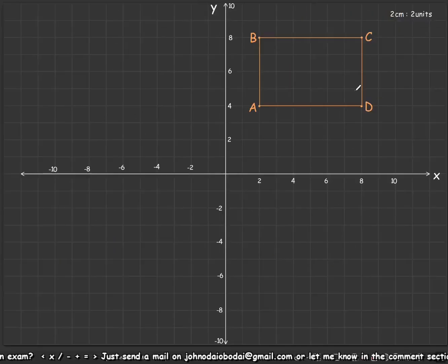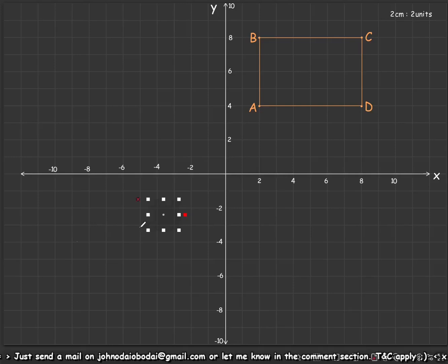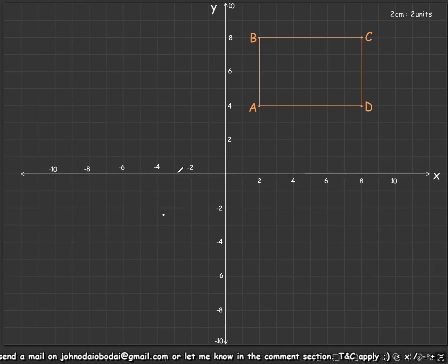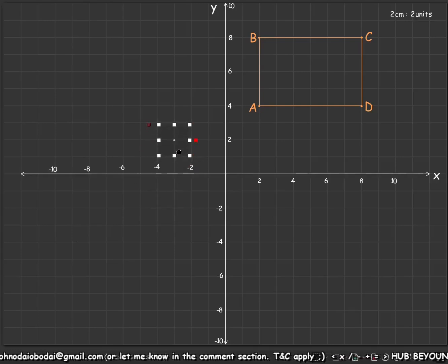So this was our initial plot. Now let's look for our new points. So for our A1, we had negative 3, 2. So we come to negative 3. Per our scale, negative 3 is in between, since all these are even. So negative 3 on the x-axis, then we move up to 2 on the y-axis. So I have that over here.